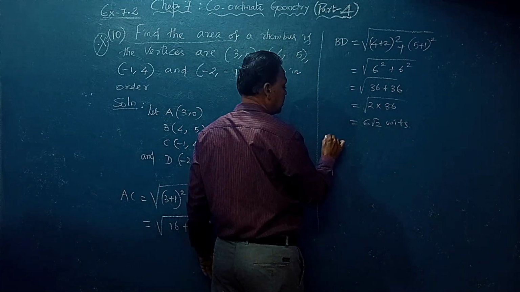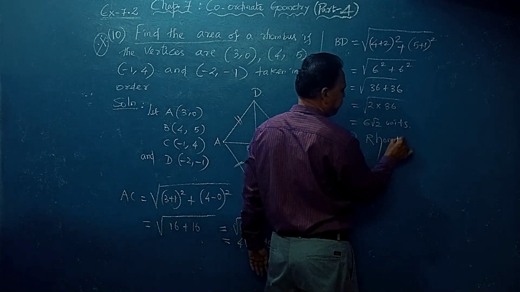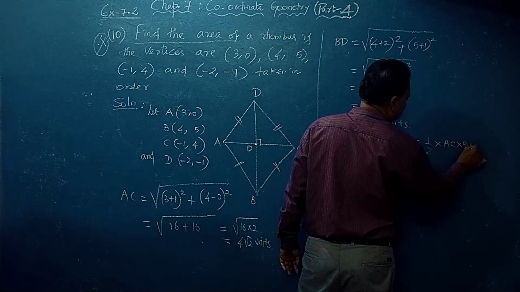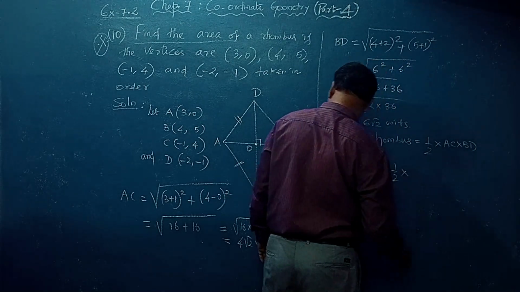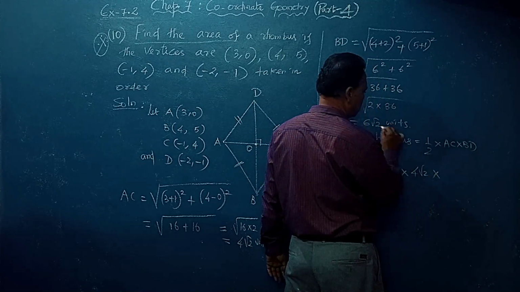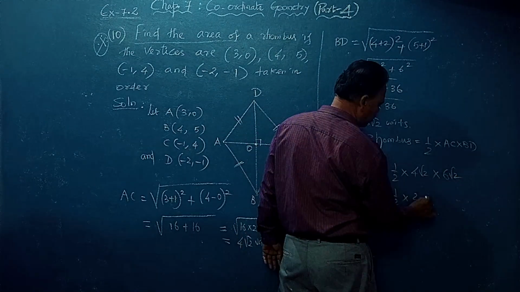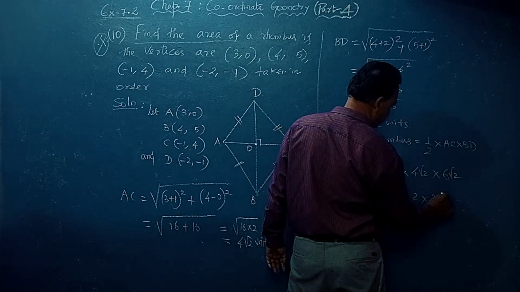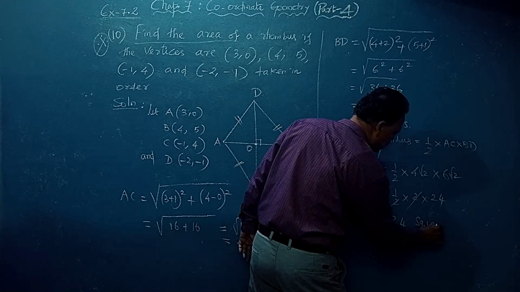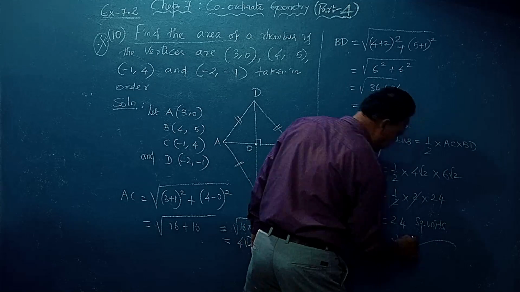You write it. Now you know the area of a rhombus is half into the product of the diagonals, that means AC into BD. We have AC as 4 root 2 and BD as 6 root 2. Root into root is 2, and 6 into 4 is 24. So the 2 gets cancelled, which means 24 square units. For area, always write square units. Therefore, the area of the rhombus here is 24 square units.